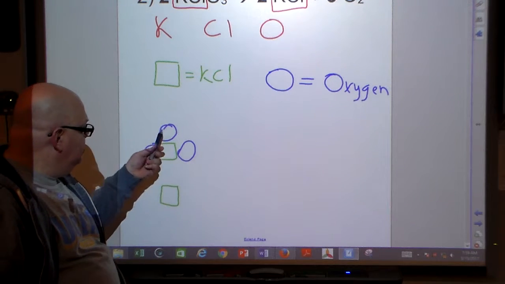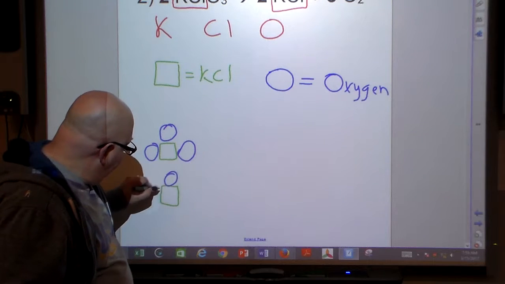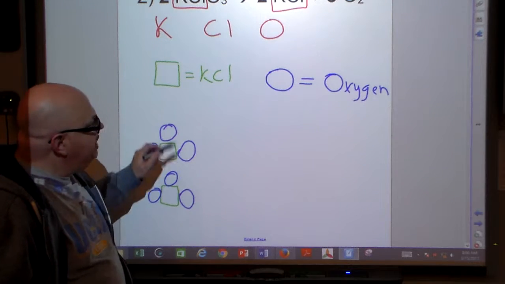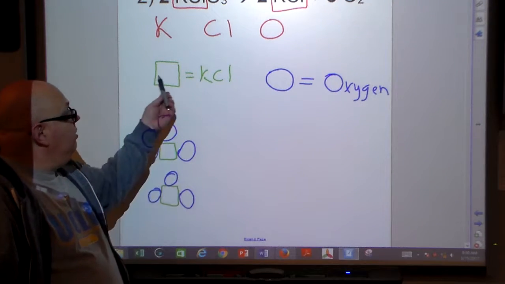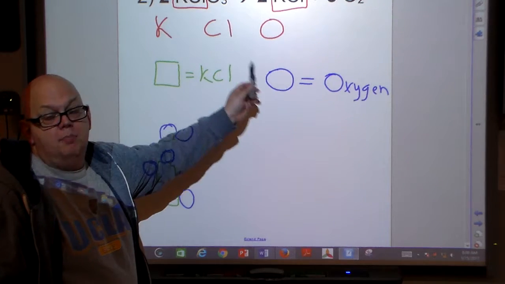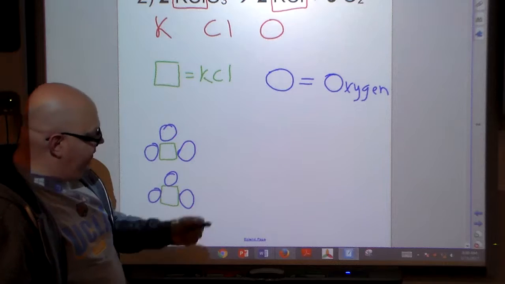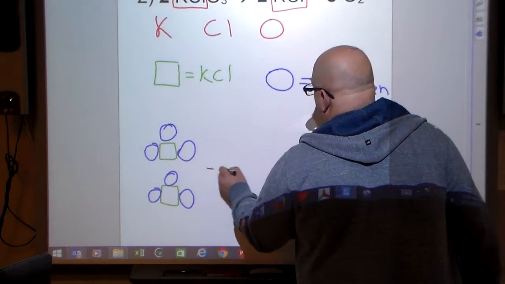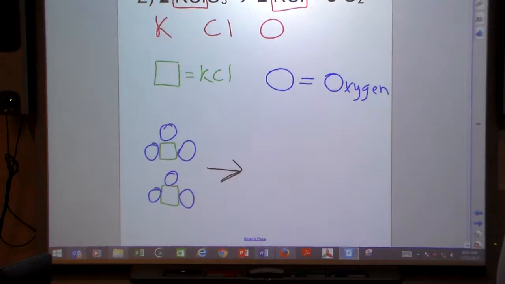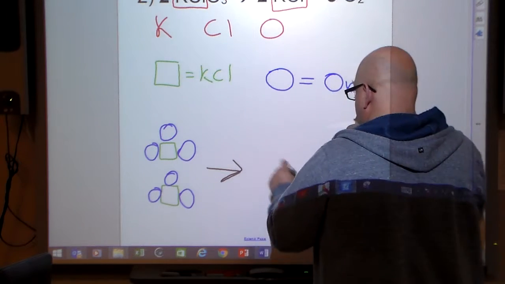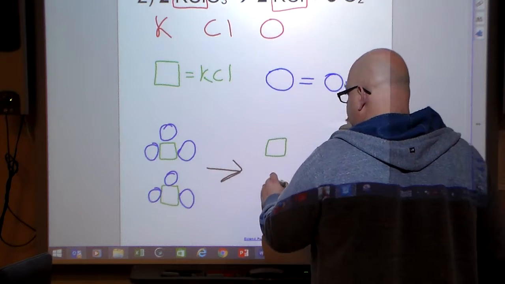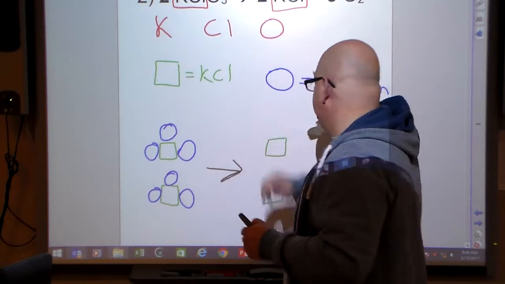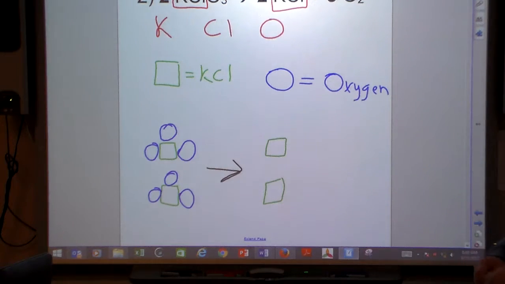So here's my KCl and here's my O3. And over here I have KCl with another O3. So I have 2 of these KCl's and O3s. Now keep in mind, I also pointed out which shape represented what. That's a very important thing that you have to have. So here's what we got. Here's potassium chlorate, and we're now breaking it down. We're decomposing it. We're breaking it down to 2 of these KCl's. Well, we said earlier that the green box, the green square, represents KCl. So this is what we have. We have our 2 KCl.